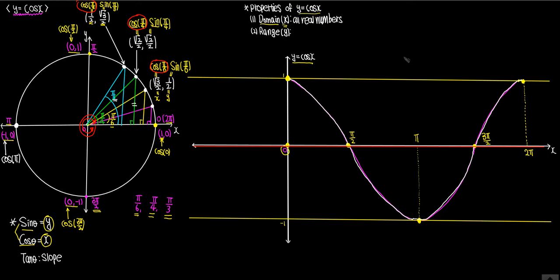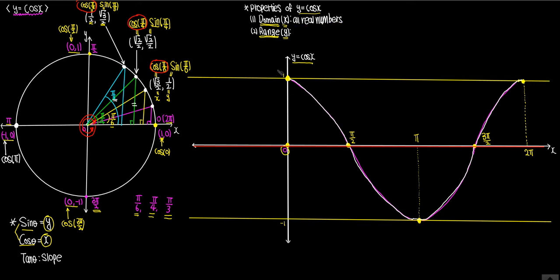Now let's think about the range. The range means, if the domain is the set of all numbers where we can input the x value, then the range will be all the possible y values we can get from the y equals cosine x graph. For the domain, there were all real numbers, which means there was no limitation. However, inside the range there is.